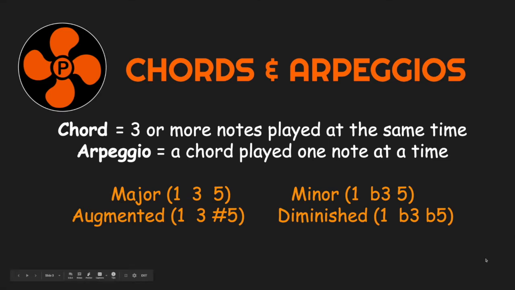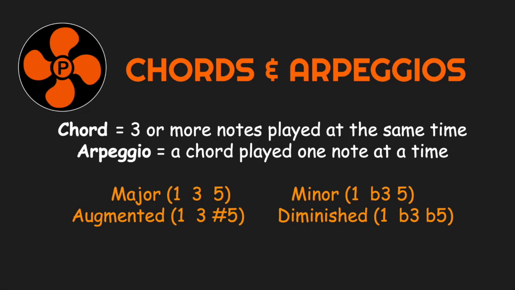Every piece of music has two main components, a melody and harmony. In a song's harmony, usually everything is based around chords. A chord is defined as three or more notes played at the same time. Some instruments can play chords, like the piano, guitar, and mallet instruments. Other instruments can only play one note at a time, so they would need to practice chords using what are called arpeggios. An arpeggio is defined as a chord played one note at a time.